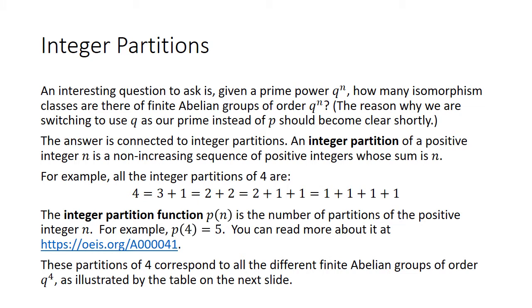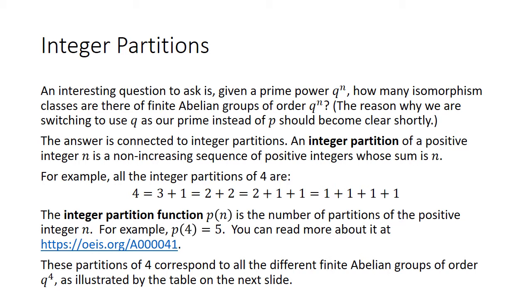So now let's talk for a minute about integer partitions. An interesting question to ask is, given a prime power q to the n, so q is our prime here, how many isomorphism classes are there of finite abelian groups of order q to the n? Is there a formula for this?